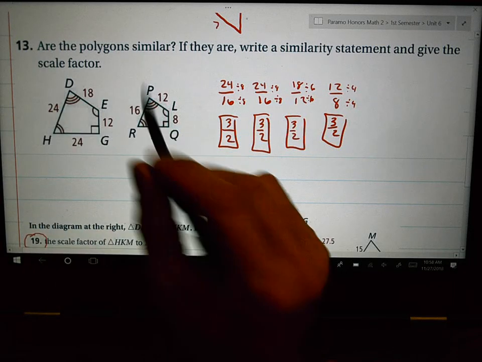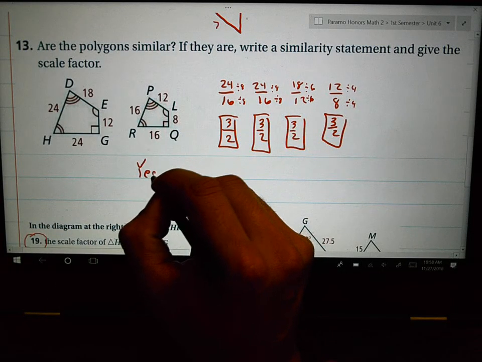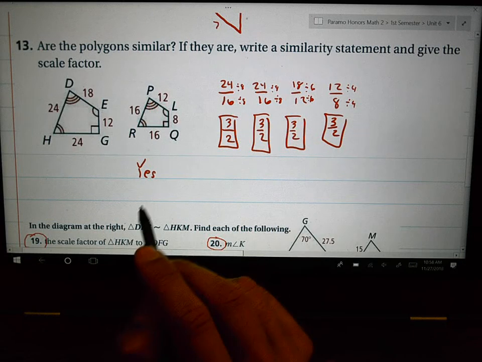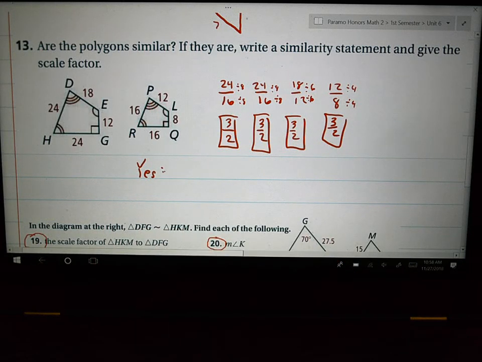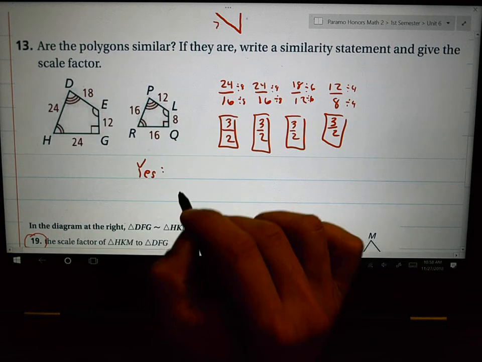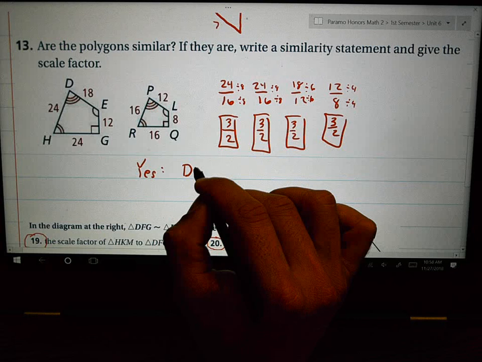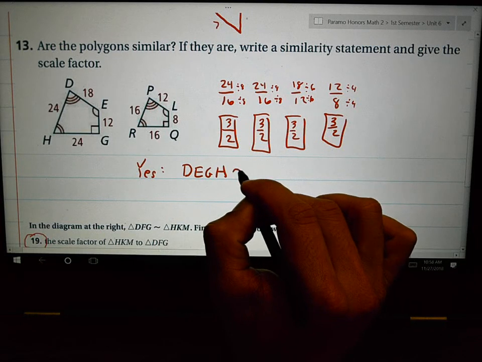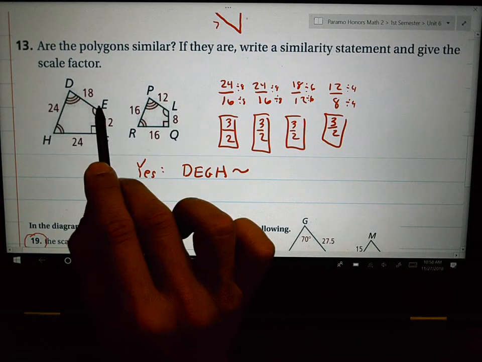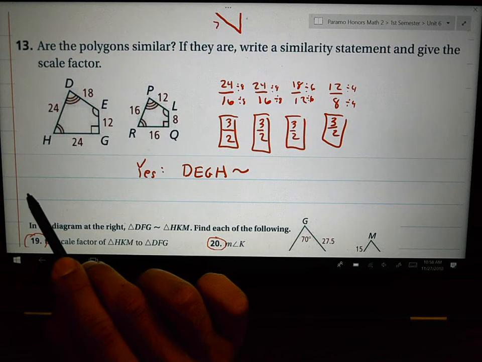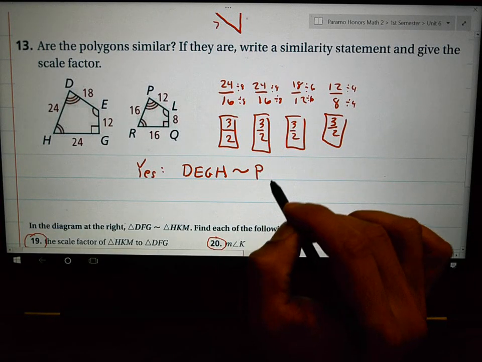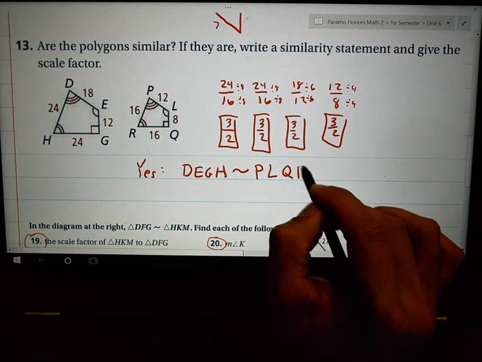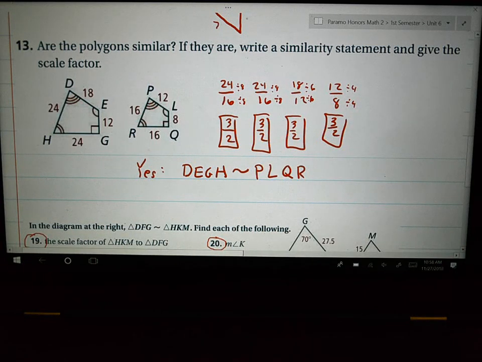Are the polygons similar? Yes. If they are, write a similarity statement. The first statement can be any 4 letters you want. D, E, G, H. But as soon as you write D, E, G, H, then what you have to do is make sure that it matches up with the other one. If D is your first letter, D better be congruent to P, L, Q, R. They need to match. That's what that means.